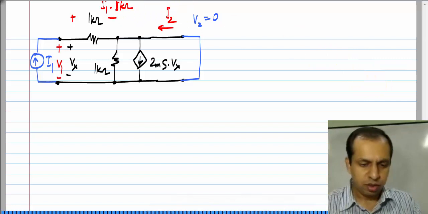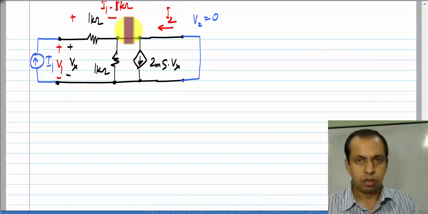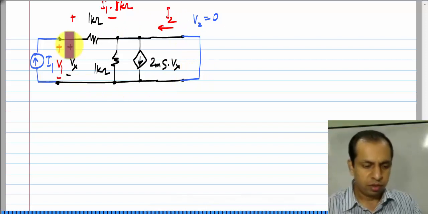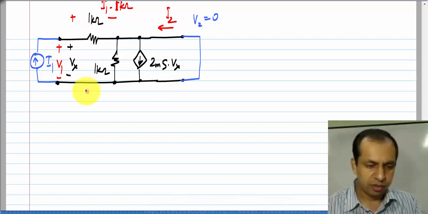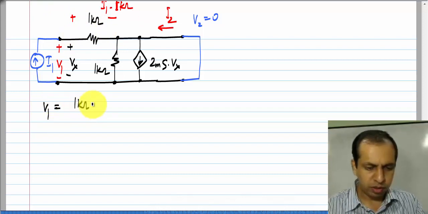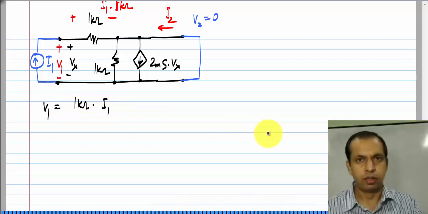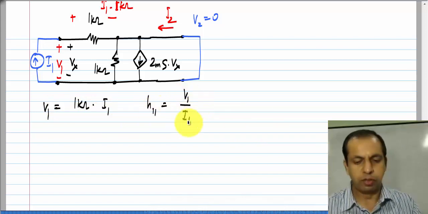Okay. Now, you see that there is a short circuit from here to there. So, the voltage V1 is simply the voltage across this 1 kilo ohm resistor. So, V1 is 1 kilo ohm times I1, or H11, which is V1 by I1 with port 2 shorted, is 1 kilo ohm.